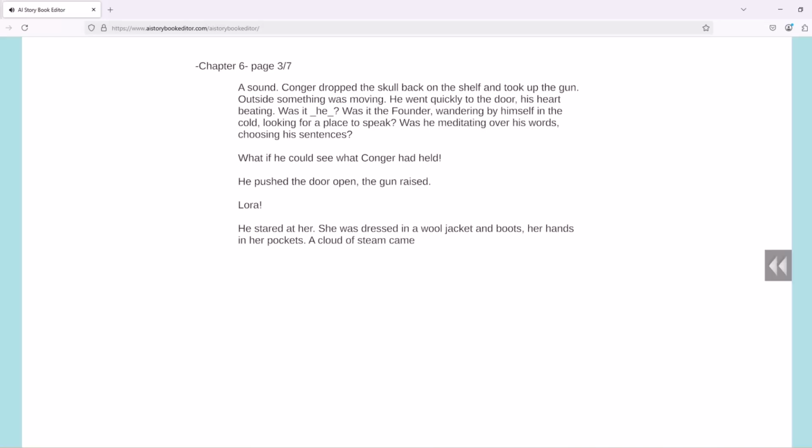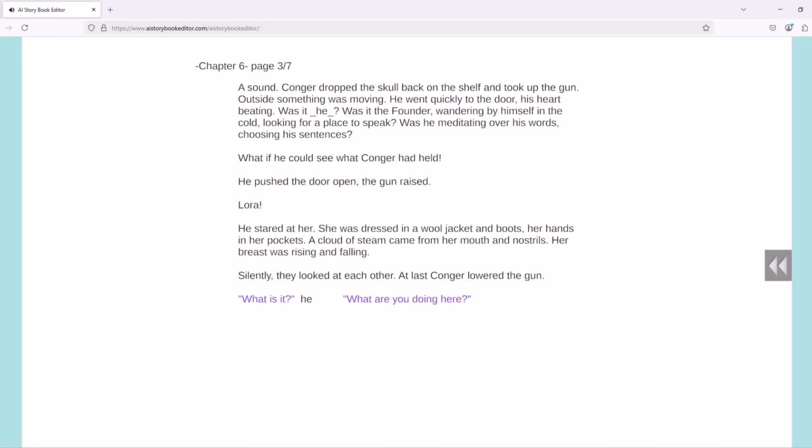A cloud of steam came from her mouth and nostrils. Her breast was rising and falling. Silently, they looked at each other. At last, Conger lowered the gun. "What is it?" he said. "What are you doing here?" She pointed. She did not seem able to speak.